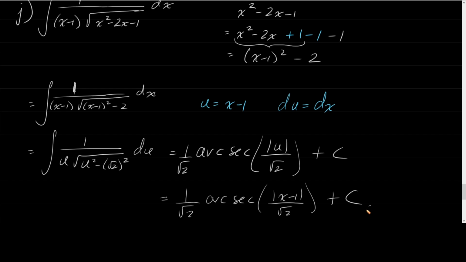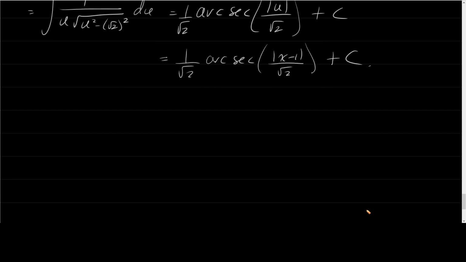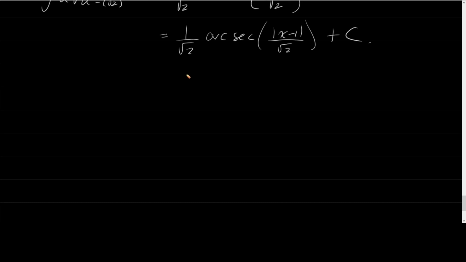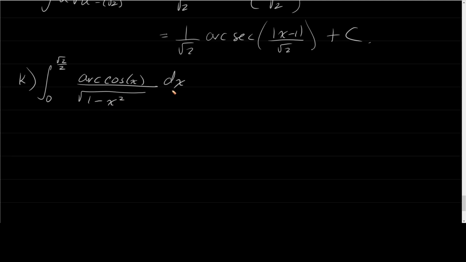Let's do two more before we call it for this section. So that was J. K. I have here the integral from 0 to radical 2 over 2 of arc cosine of x over the square root of 1 minus x squared dx. All right. So the very first thing that I see on this one is that arc cosine of x.